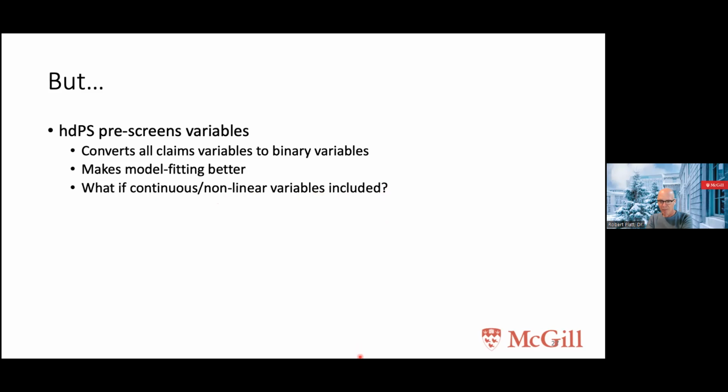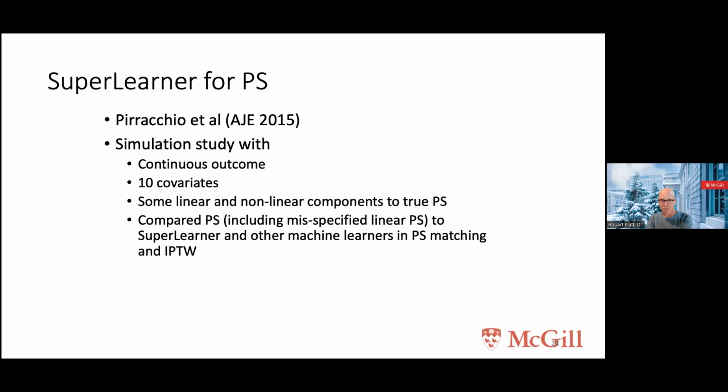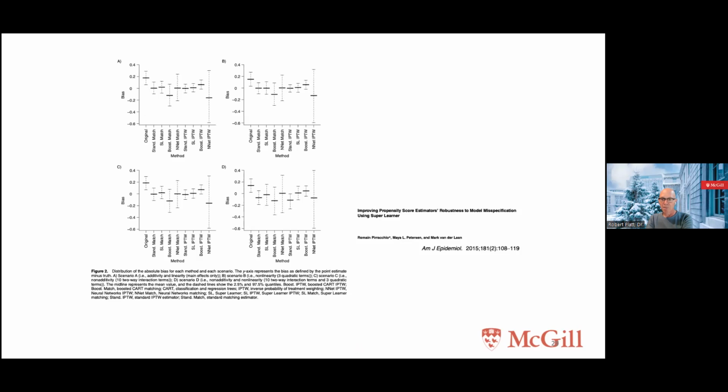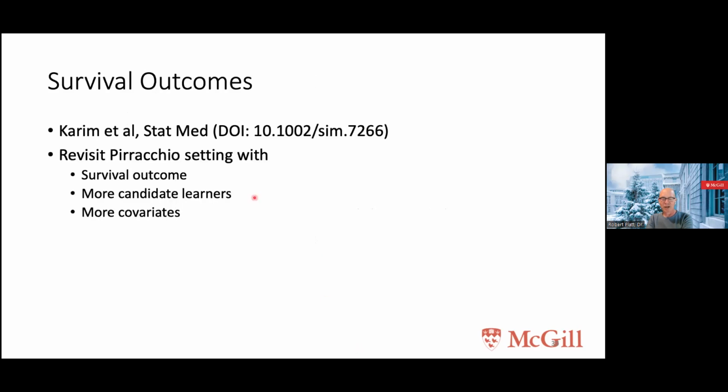And so I'm going to skip over the next two slides here just briefly. This is just some motivating work by Romain Pirracchio and colleagues. Ehsan Karim, who was a postdoc in my group, looked at this problem again, but saying, let's look at a survival outcome. Let's look at a bunch of potential machine learners. Let's look at a large number of covariates, and let's essentially see what happens. Can standard logistic regression and high dimensional propensity score methods do as well as machine learning tools?